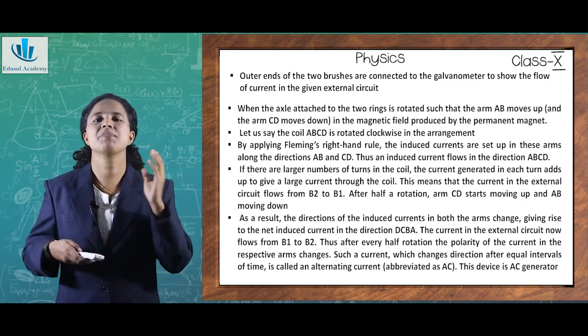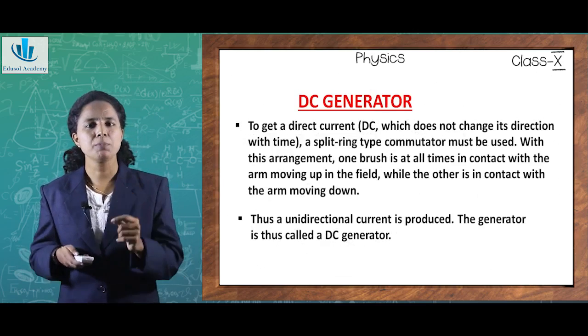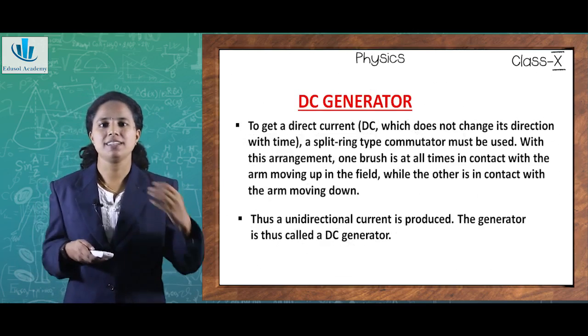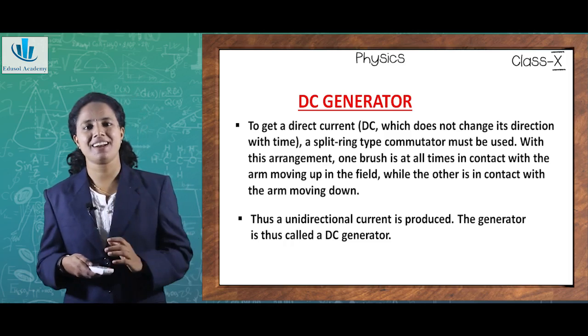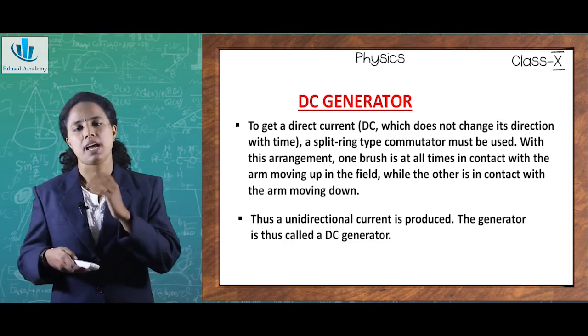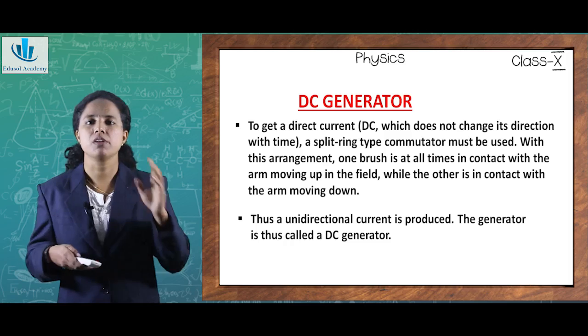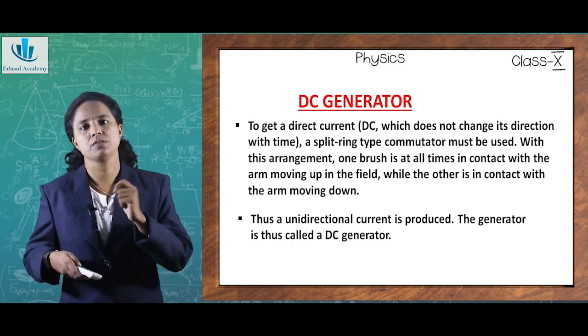So this device can be called an AC generator. So what about a DC generator? It is a generator which gives a direct current, isn't it? A current which does not change its direction with time. To obtain such a DC generator, a split ring type commutator should be used.